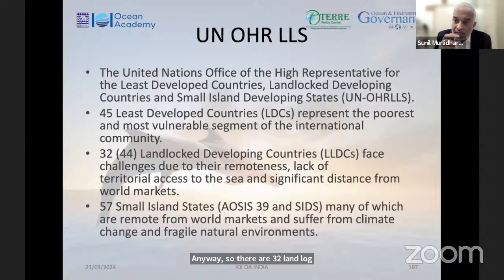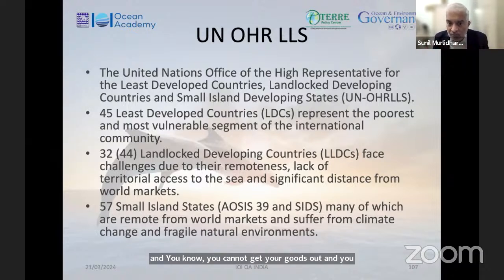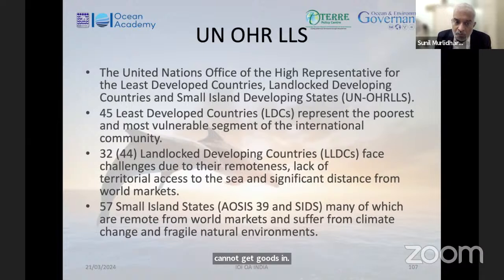So being a landlocked country for a developing country is a problem, because they might have a resource, but they don't have a mechanism to take it out, or they don't have a mechanism to bring stuff in. Because the sea and the ships are the cheapest means of transporting goods and services. So if you don't have a coast, if you don't have ports and harbors, you cannot get your goods out and you cannot get goods in. And that's where the problem is. So the poor landlocked developing countries face challenges due to their remoteness, lack of territorial access to the sea, and significant distance from world markets.